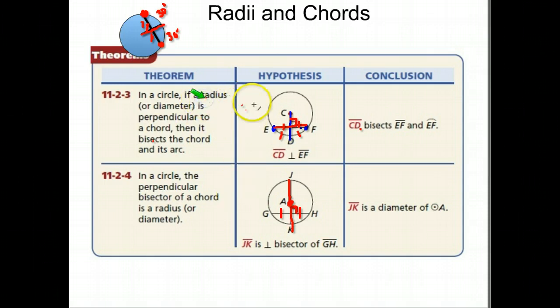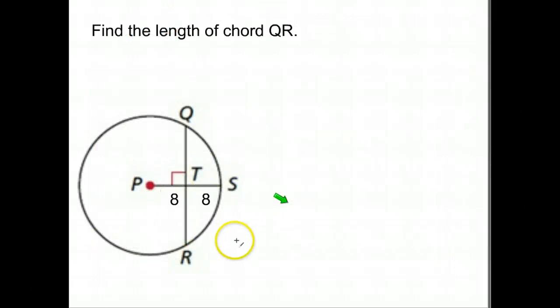This one starts by saying you have a radius, it's perpendicular to a chord, and if that happens, it cuts it in half. And this one says if you have some line that's cutting a chord in half and it's perpendicular to it, then that line must be a radius or diameter. The important part is being able to apply this information. So let's do an example where we apply it.